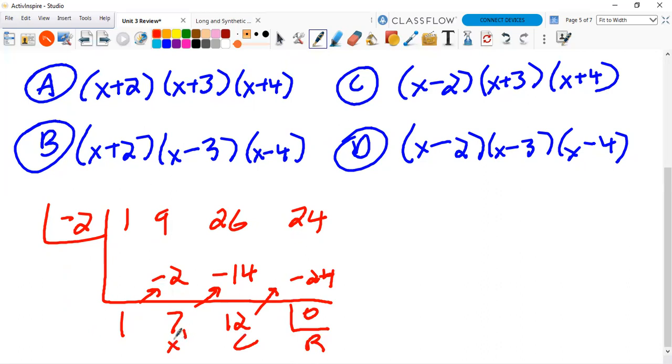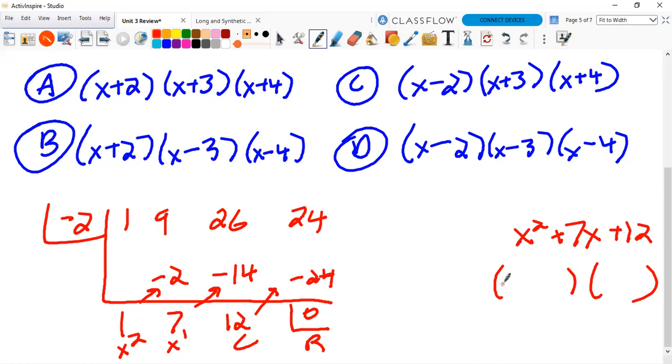Remainder 0, and the constant goes next to the first, x squared. So -2 is my root, and when I divide it, I get x squared plus 7x plus 12. I have a quadratic. Can I factor that quadratic? What can I multiply to get 12 that adds up to give me 7? 3 and 4. So there are my last 2 factors. So I've already cut it down to A and C.